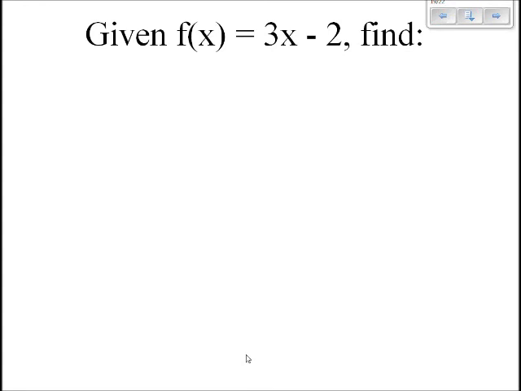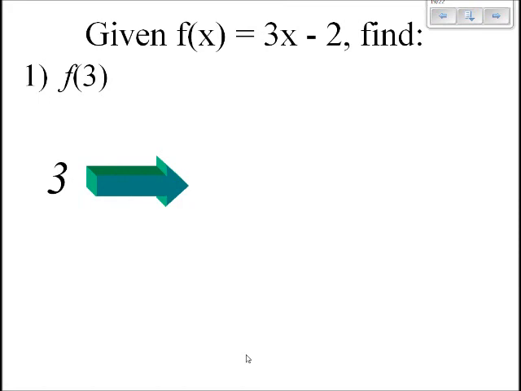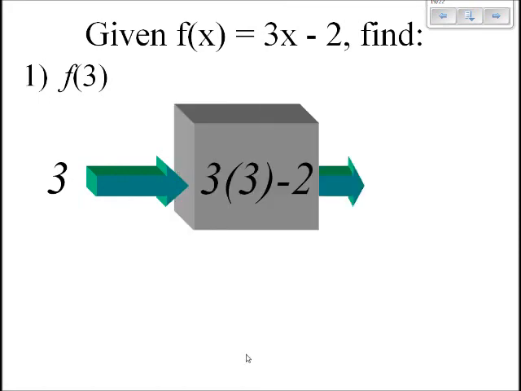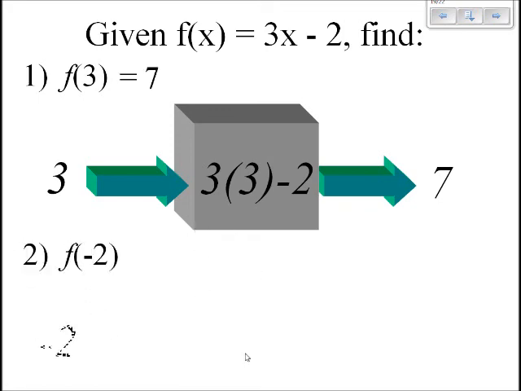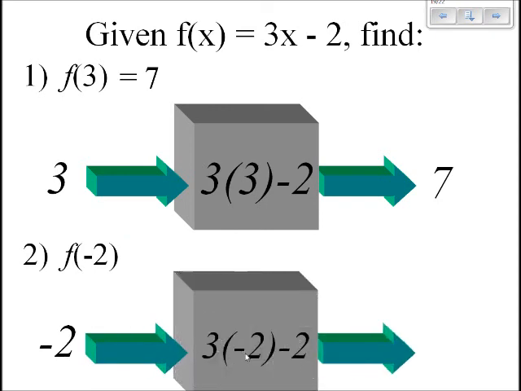Now, you have some examples here. I'd like you to pause the video and try to figure out what these are. Okay, so f of 3, you're going to plug it in, pause the video, okay, and come back and check it. 3 goes in, I multiply it by 3 and subtract 2, and I get out negative 7. Sorry. The next one, f of negative 2, goes in the function, comes out as negative 8.